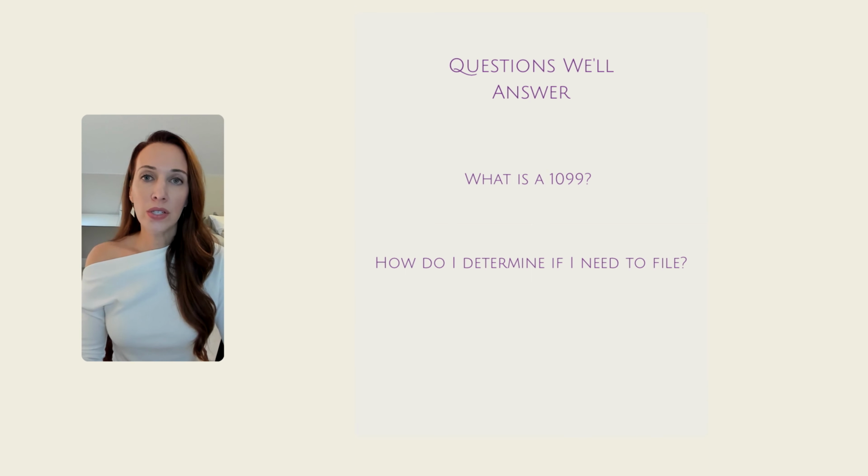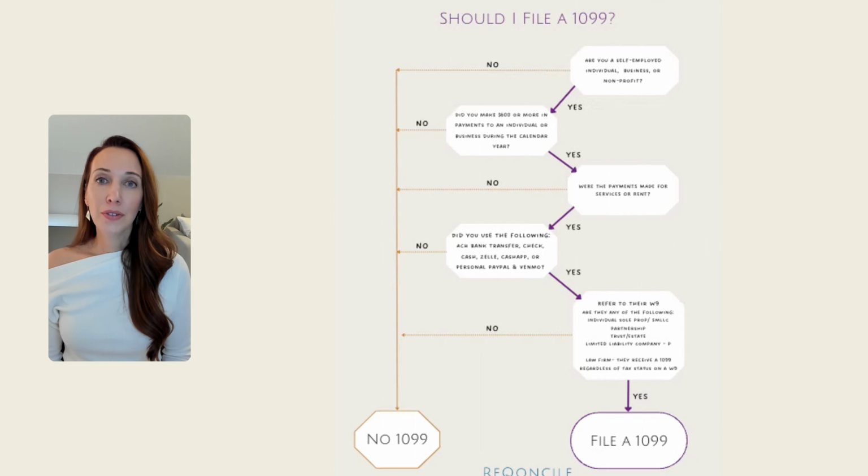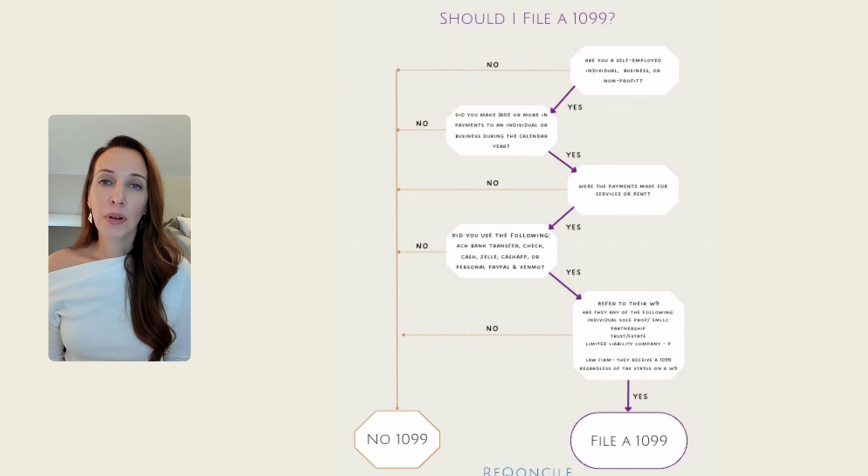And then we'll also look at some W-9s that have been filled out and help us determine, based on the classification filled out on the W-9 form, whether a 1099 is needed. The last thing that we'll talk about is how to file the 1099s. There are several different options, and I'm going to go over some electronic filing options. I've created a flowchart to help us determine if we need to file a 1099. But first, let's talk about what it is.